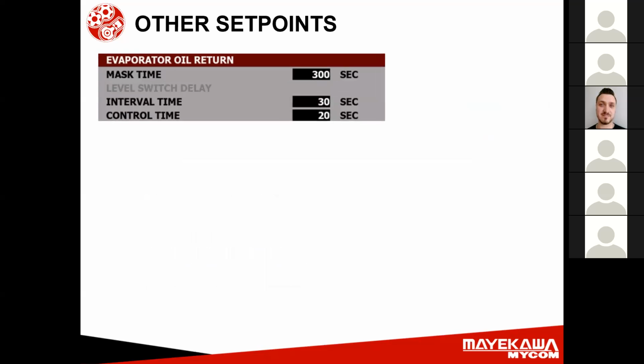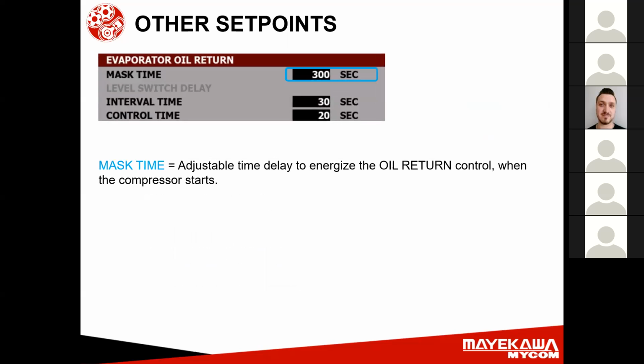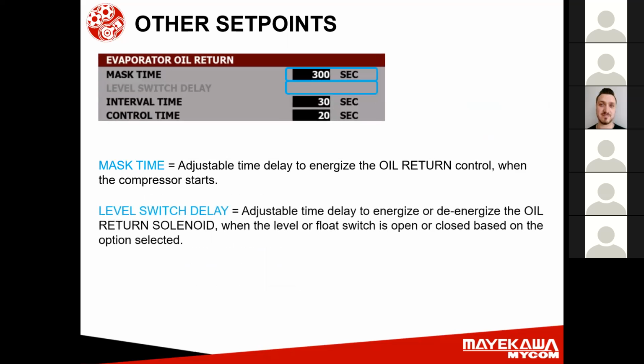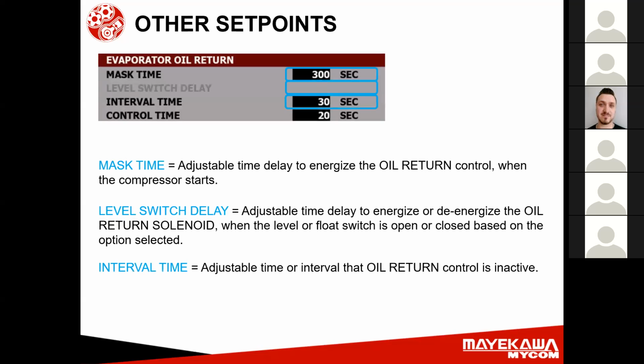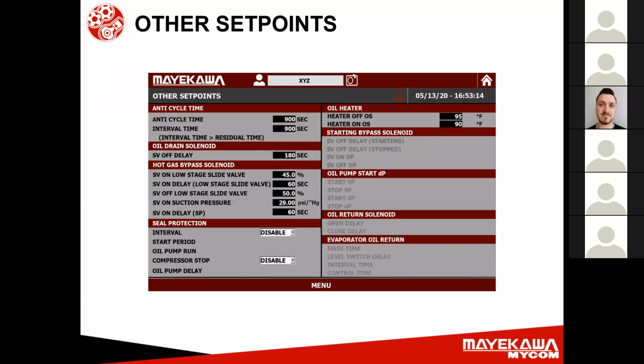Evaporator oil return parameters include the following. Mask time. This is the time delay after the compressor starts before the oil return control is active. Level switch delay is available when the oil return option includes level switch or float level switch. This time entry is the period that the level switch closes or opens the controller's digital input to activate oil return. Interval time is the time delay or interval that the oil return control is inactive. And control time is the time delay or period that the oil return control is active. This wraps up all 9 windows within the other set points page.